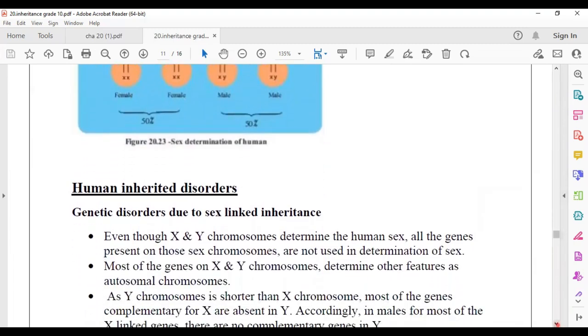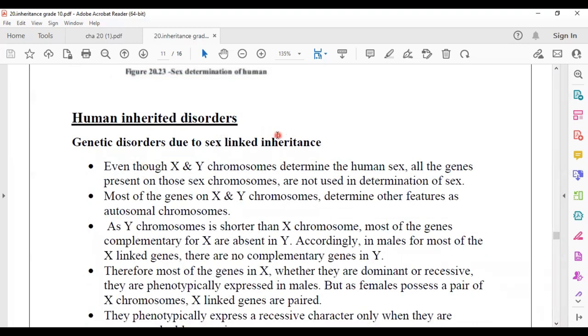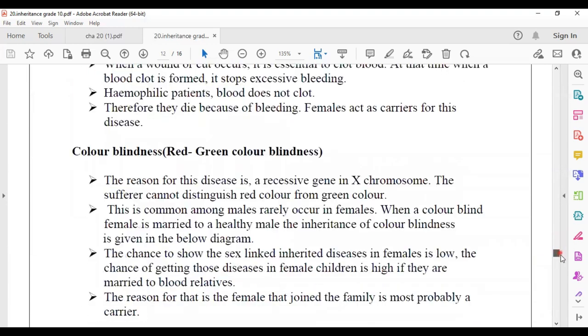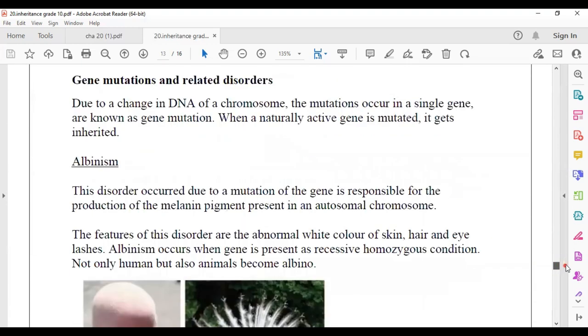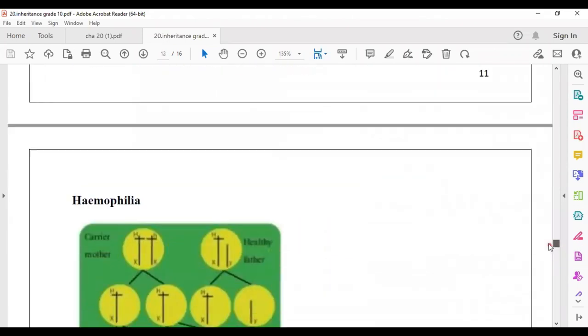Now we will see the next topic of the lesson, human inherited disorders. Genetic disorders due to sex-linked inheritance. We are going to look at this topic under two categories. One is the genetic disorders due to sex-linked inheritance, and the other part is gene mutations and related disorders. The disorders because of the gene mutation is the next part.